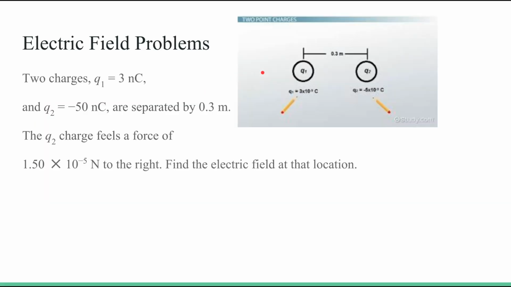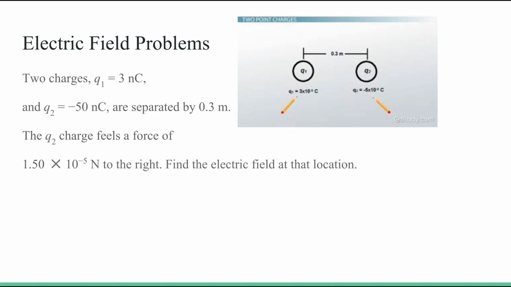So here's just a practice problem over here. Two charges, Q1, which is 3 nanocoulombs. Again, nano is a billionth of a coulomb, so 10 to the negative 9. And Q2 is negative 50 nanocoulombs, and they are separated by 0.3 meters. The Q2 charge feels a force of 1.50 times 10 to the negative 5 newtons to the right. Find the electric field at that location.